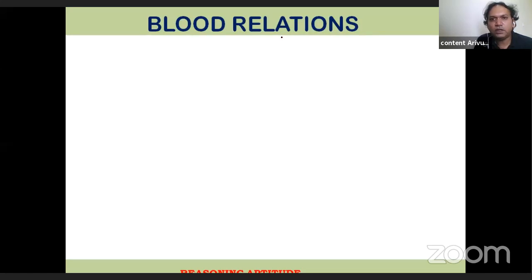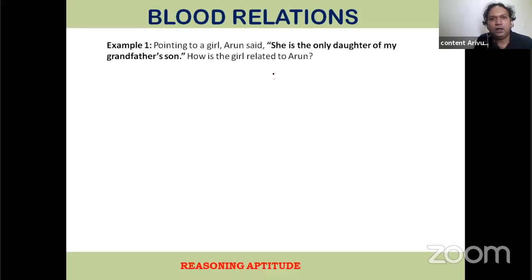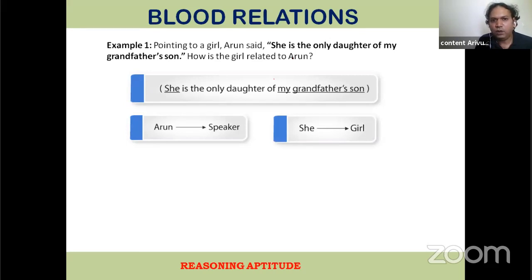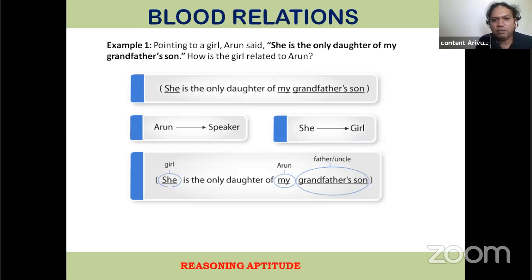Now let me show you how this question is solved. So let's see here. Look at the solution. She's the only daughter of my grandfather's son. How is the girl related to Arun? Arun is the speaker. She is the girl. My grandfather's son means either father or uncle. We're not saying grandfather's only son, right? So Arun's grandfather's son could be his father or uncle.